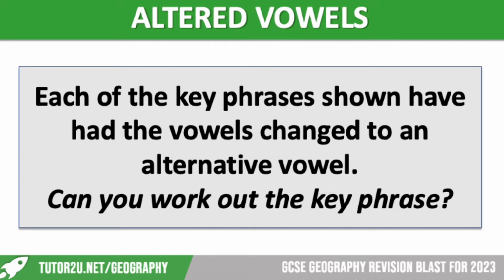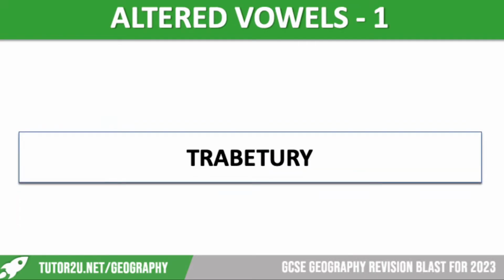We're going to kick off proceedings with a round of altered vowels, where each of the key phrases or key terms shown have had the vowels changed to an alternative. You just need to work them out. So our first one is on the screen already. Have a look at this word. The vowels have been changed. The consonants are the same. What key term are we looking for here?